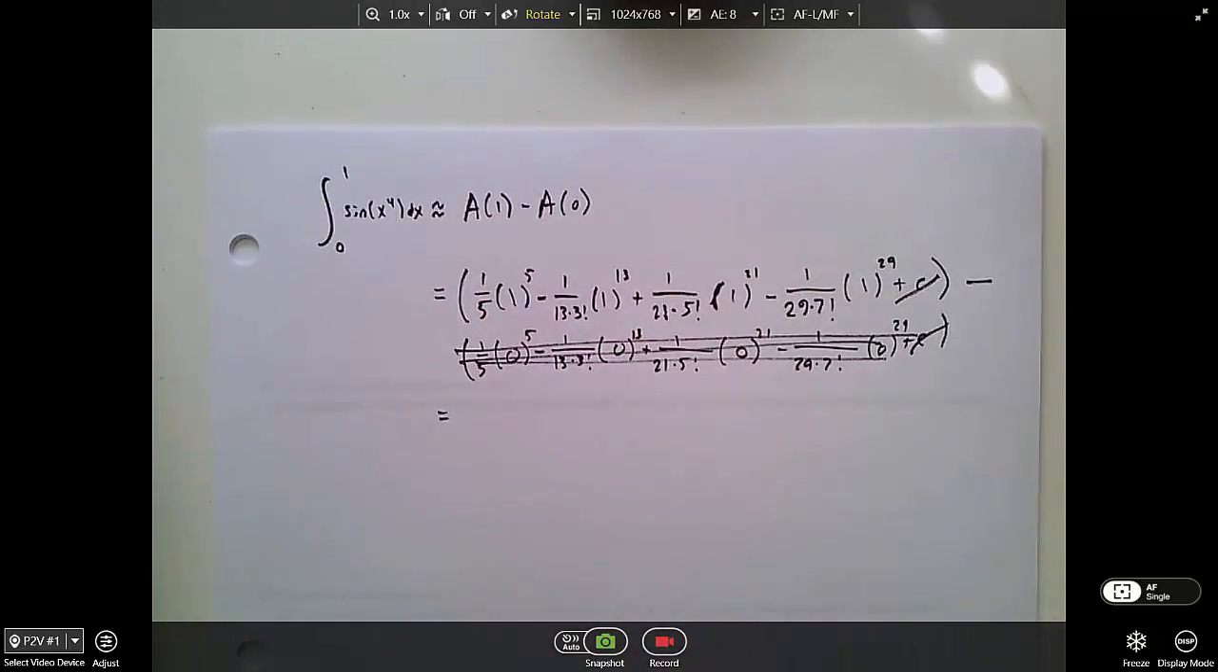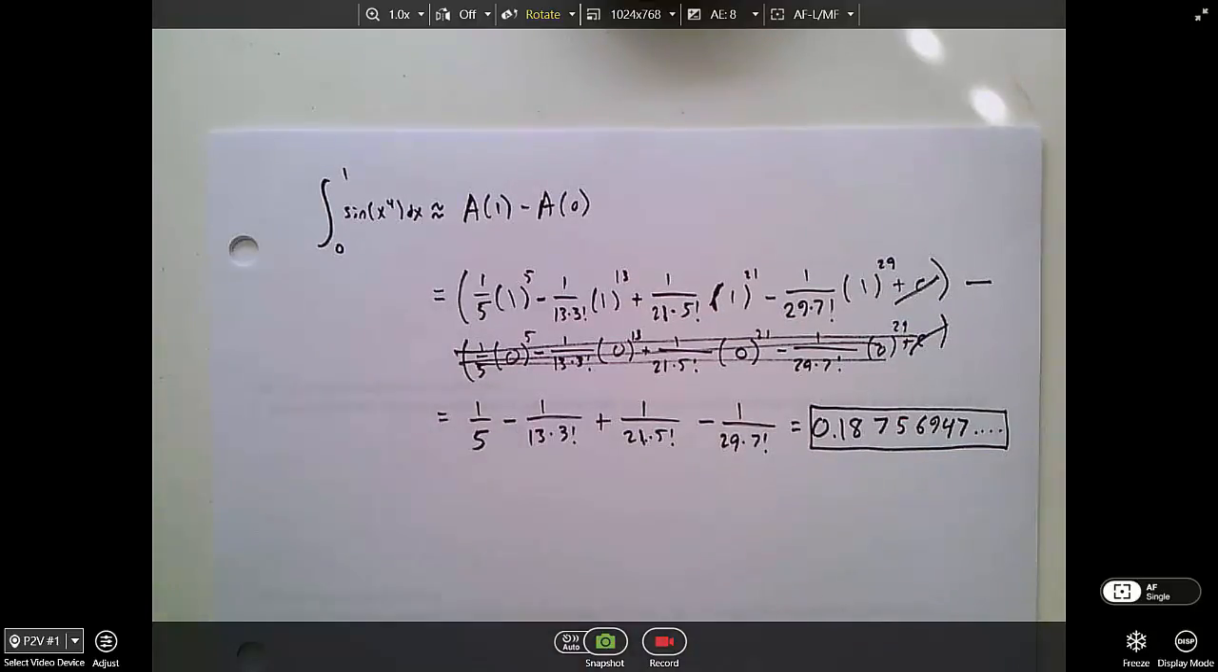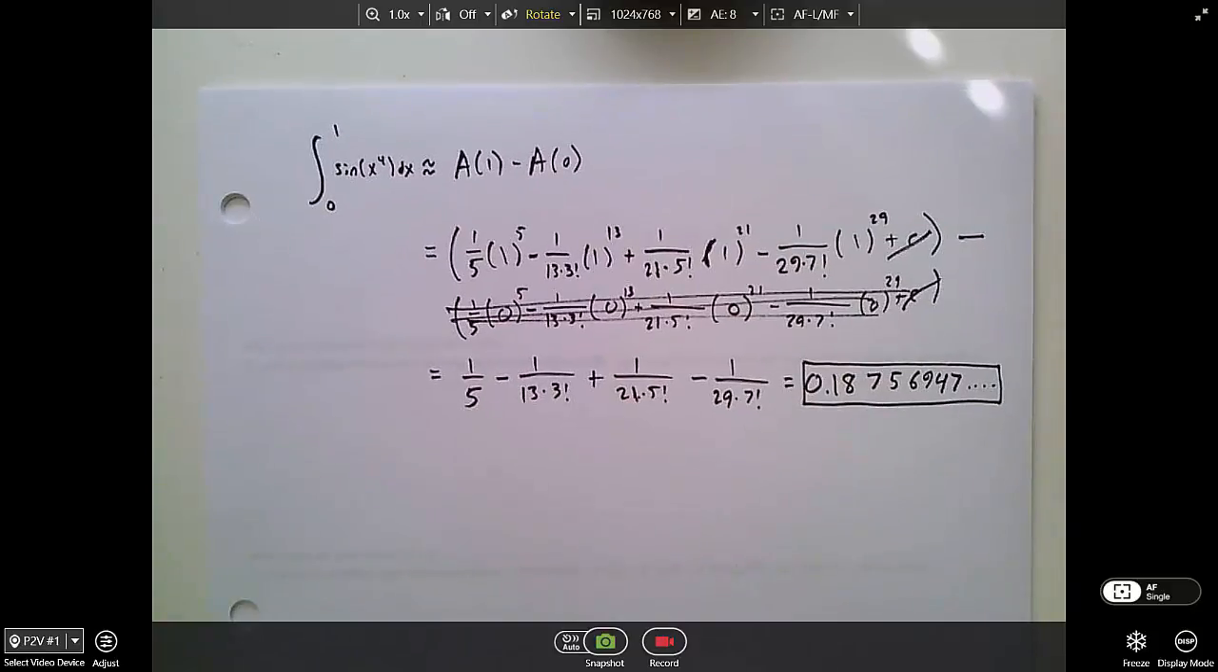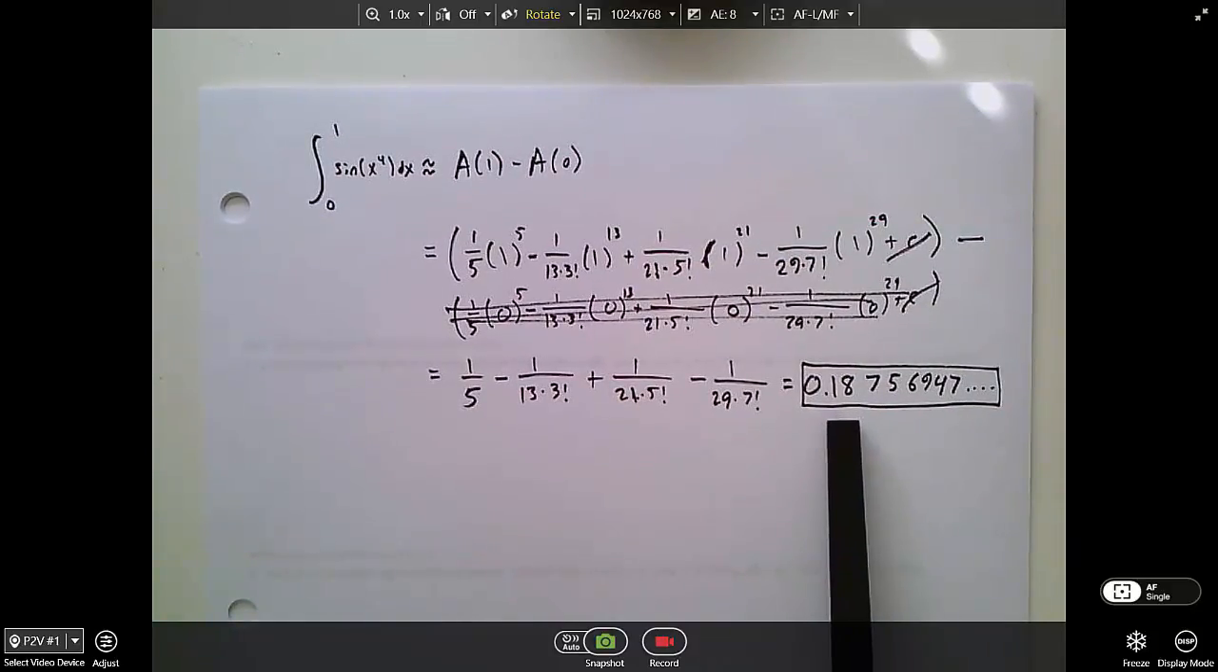So let me get out my handy calculator and we'll see what this is equal to. And here's what I have as my solution. I have 0.18756947 and so on. So the problem now is, when we used approximations before, we actually knew what the answer was, so we had an easy way of checking how far off the approximation is from the true value. Here we don't actually know what the answer is, so we'll have to use Taylor's remainder theorem to put an upper bound on the error, and that will tell us how far off this could possibly be.